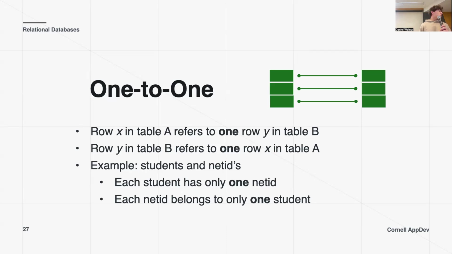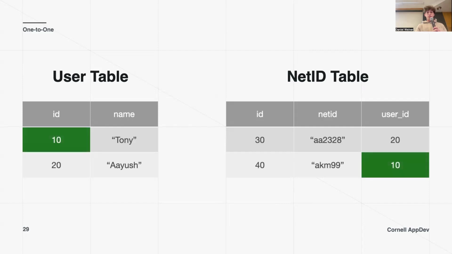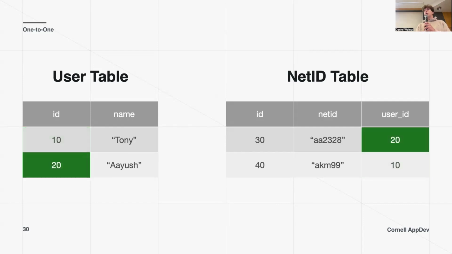So the entry with ID 10 belongs to the user Tony, right here. And the entry with ID 20 belongs to Ayush. And next we have a net ID table with two entries. We have the user ID field, which would be the foreign key that specifies which user ID this net ID corresponds to. So we see that the specific net ID of AA2328 corresponds to Ayush, and AKM99 corresponds to Tony in the users table. So right there, it's highlighted. You can see that's how they relate, and it's being used by the foreign key, which is the user ID column.